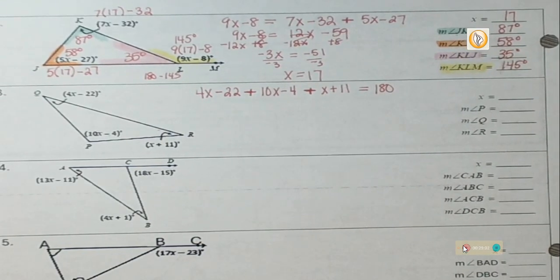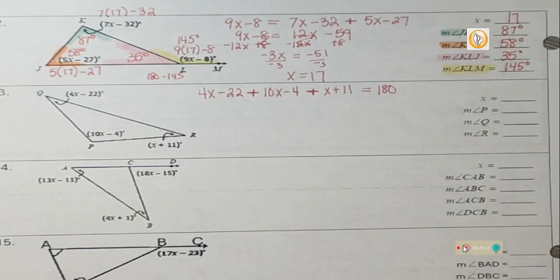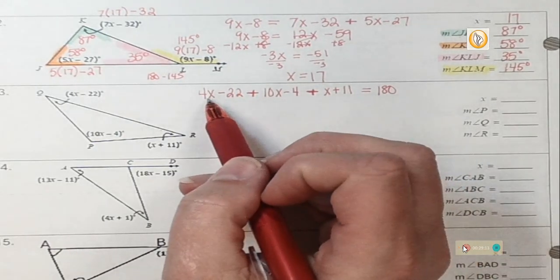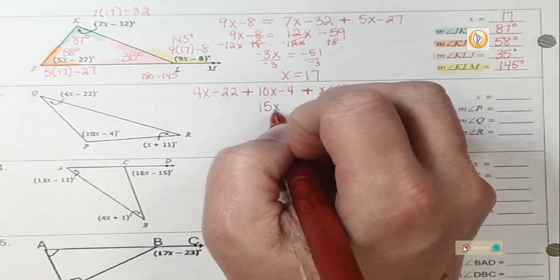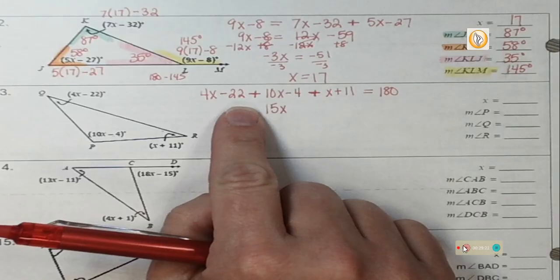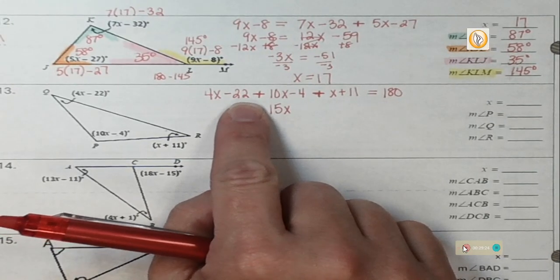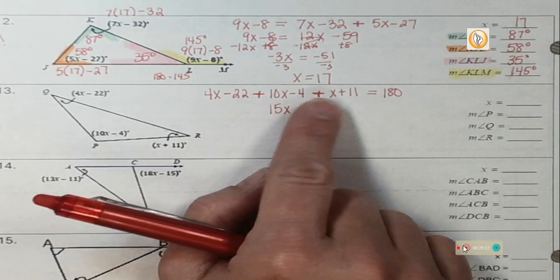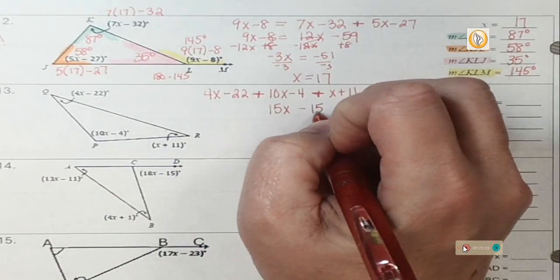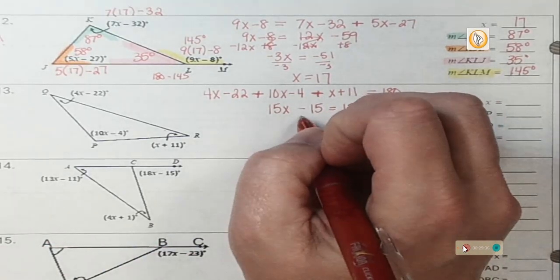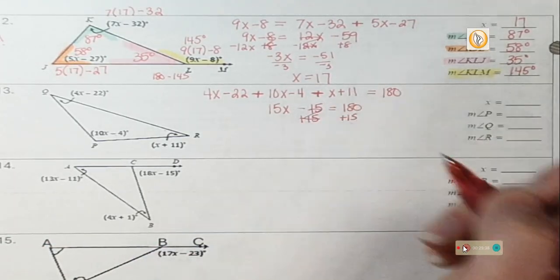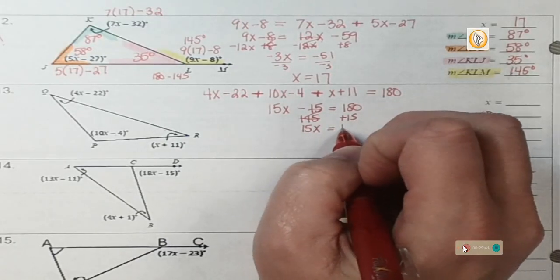Now, ultimately, I want you to tell me the measure of angle P, Q, and R. But angle P, angle Q, and angle R all have an x in them, so I need to know x first. So I'm going to simplify and solve for x. I've got 4x, 10x, and 1x, which gives me 15x. And then, if I'm being totally honest, I type those numbers in my calculator, negative 22 minus 4 plus 11, and I got negative 15, which equals 180. So I want x by itself. I'm going to add 15 to both sides. Inverses cancel. You get 15x equals 195.